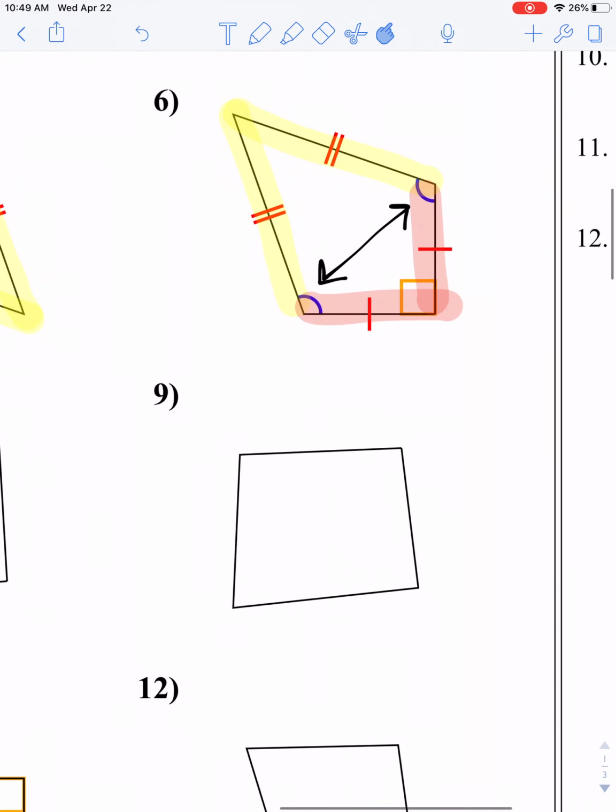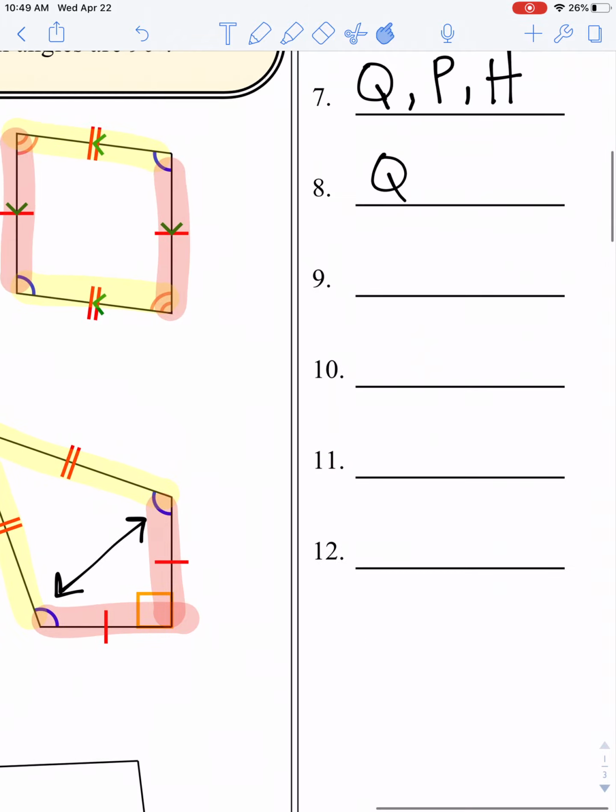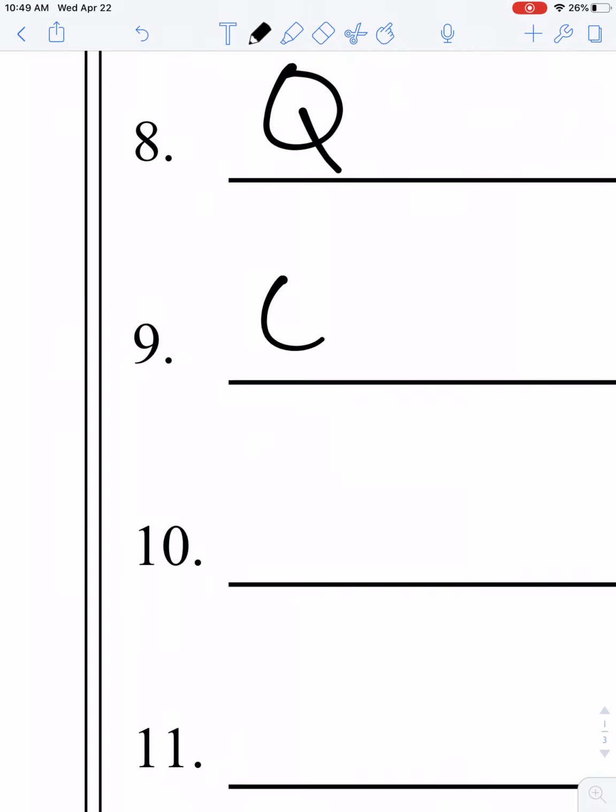Number 9 is the same. It has no equal sides, no parallel sides, no opposite angles that are the same. Okay, so the only thing we can classify number 9 as is a quadrilateral. So for number 9, use a Q to label it as a quadrilateral.